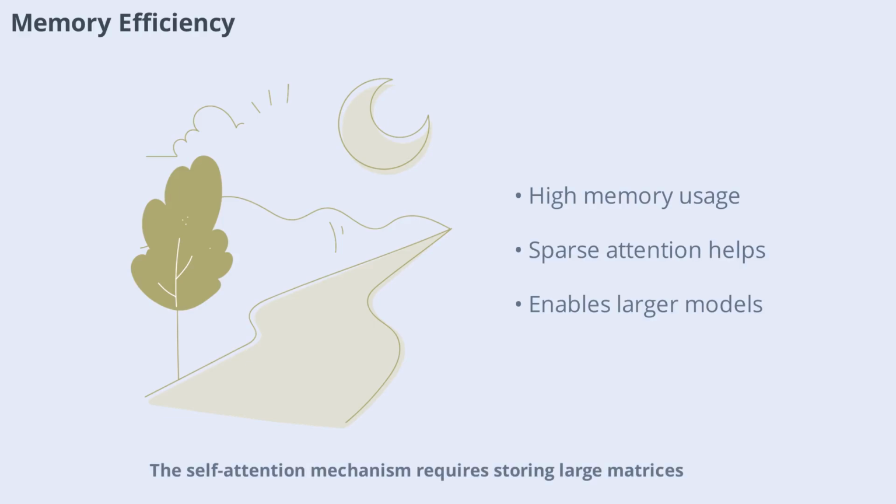Memory usage is another challenge for transformer models, especially as they scale. The self-attention mechanism requires storing large matrices, which can quickly exhaust available memory.